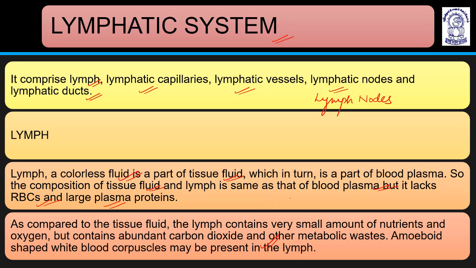So lymph is a part of tissue fluid, which is colorless, and tissue fluid is basically a part of blood plasma. The composition of tissue fluid or lymph is the same as that of blood plasma, but it lacks RBCs and large plasma proteins. As compared to the tissue fluid, the lymph contains a very small amount of nutrients and oxygen, but abundant carbon dioxide and other metabolic waste. Amoeboid-shaped white blood corpuscles may be present in the lymph.